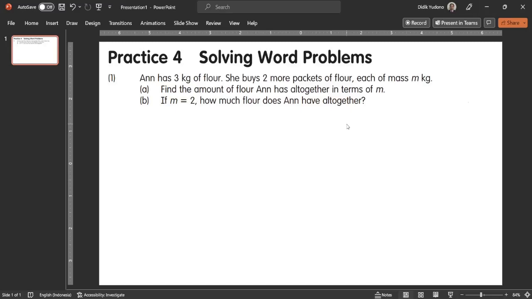Okay, so let's discuss this one. We have discussed this in class, but perhaps it will help. The video will help you to review how to solve this problem. This is my problem. So the first thing we need to do is to identify the information by reading the sentence carefully.